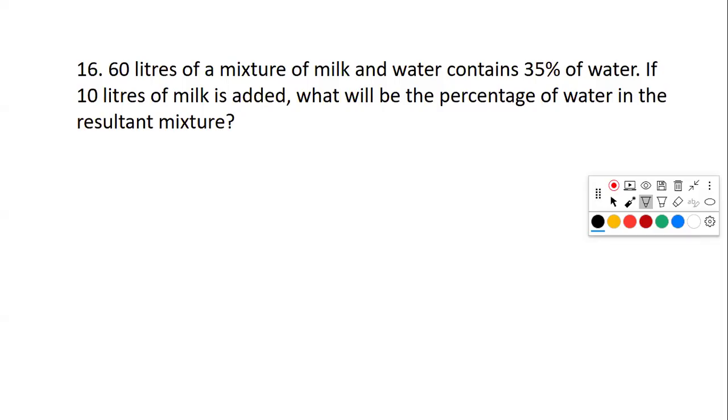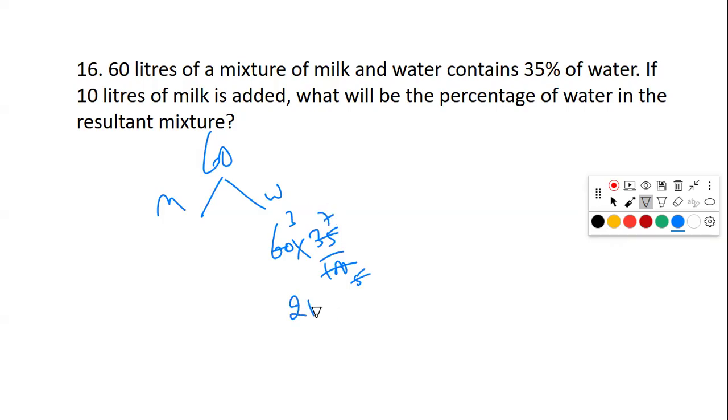Okay, fine, 30% water. Super. I hope others are also trying it. So you start with 60 liters of milk and water, which contains 35% water. Out of 60, 35% is water. So 20 will go 5 times, 20 will go 3 times, 5 will go 7 times, 21 liters of water. The remaining 39 will be the milk, because if I add 39 plus 21, I should get 60.